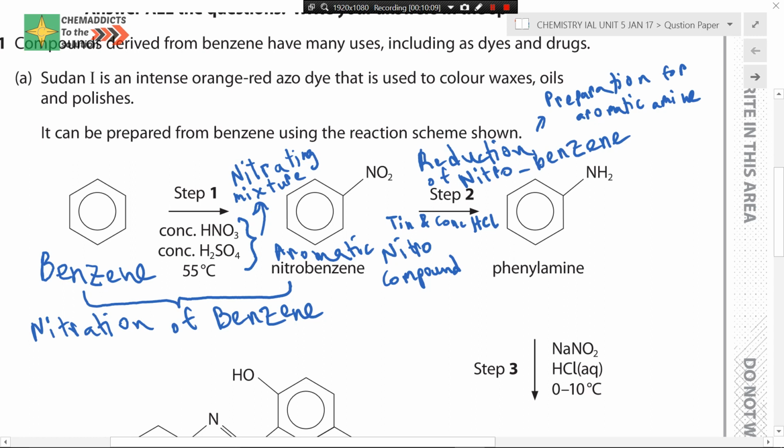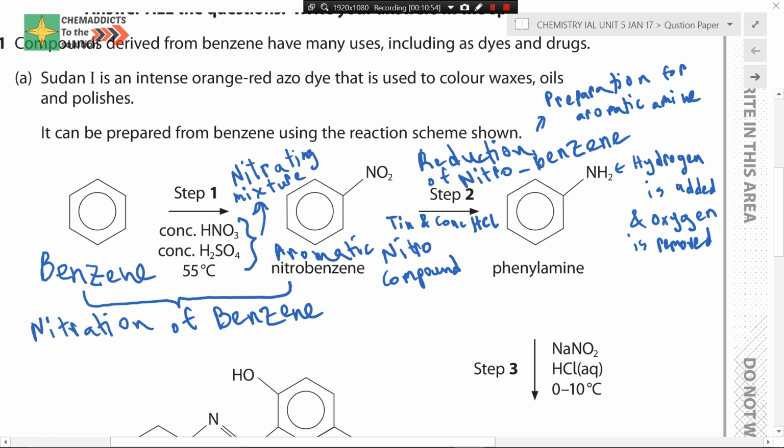So you may ask why this is a reduction reaction. That's because we have lost oxygen and gained hydrogen. Here we can see that hydrogen is added and oxygen is removed. So in that manner we can say that this is a reduction reaction. This is the reaction scheme so far. We have formed phenylamine from nitrobenzene.